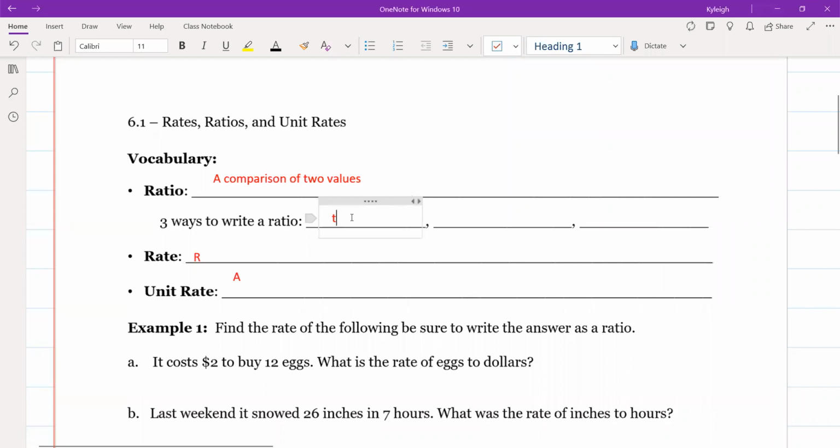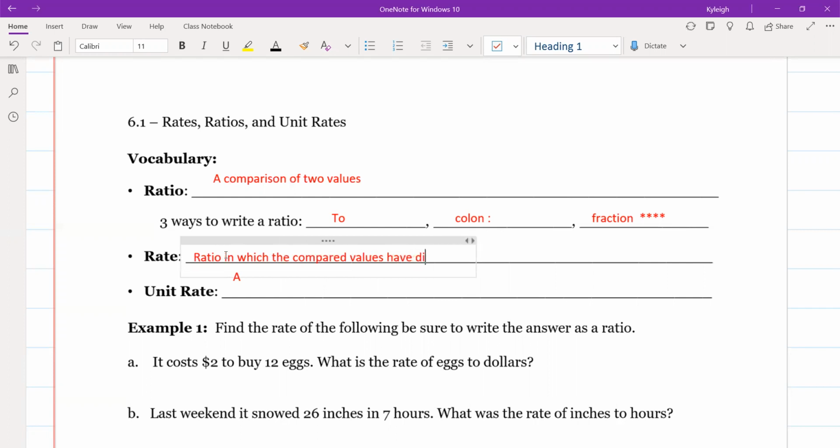Sorry. Three ways to write ratios are using the word to, writing them using a colon, or writing them as a fraction. And we are most commonly going to see them written as a fraction. A rate is a ratio in which the compared values have different units. So when you're comparing like apples and oranges or bananas and pineapples, I don't know.